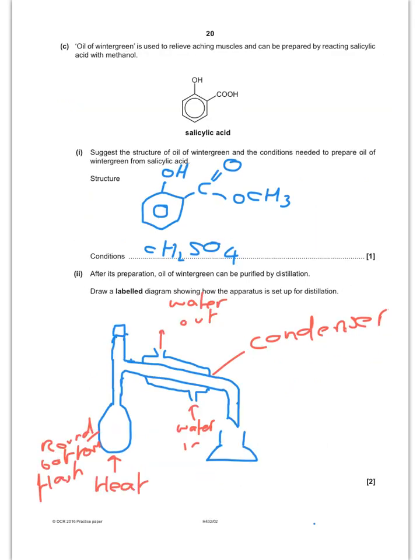So what would happen if I reacted salicylic acid now with methanol? If I did that, I would produce an ester. The carboxylic acid here would become an ester, as I've shown there, and I would need concentrated sulfuric acid to do that. How would I distill it? I put the setup there with the key thing. It's not the best diagram in the world, but it would do the job. Don't forget, water in at the bottom, water out at the top.